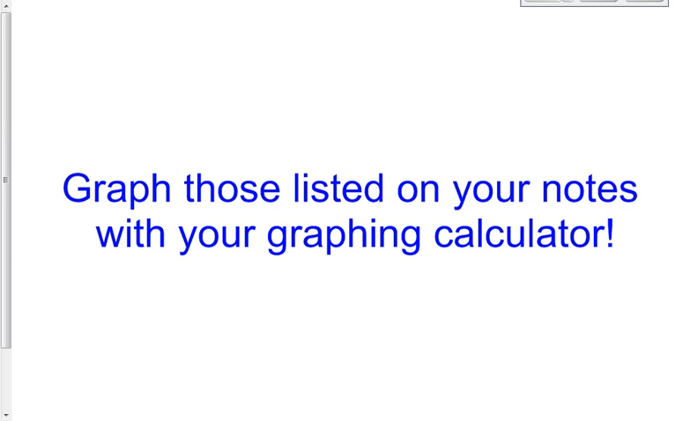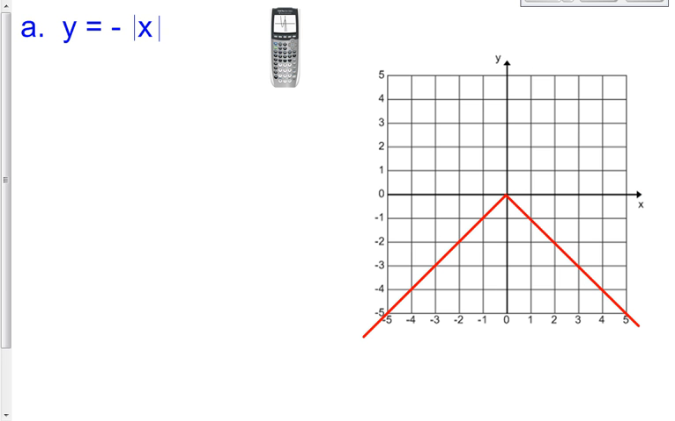All right, I've graphed them for you up here. Here's letter A. It should look like this. Your vertex is at 0, 0, and then it goes down 1, or left 1, down 1, left 1, down 1, and right 1, down 1, so on and so forth.